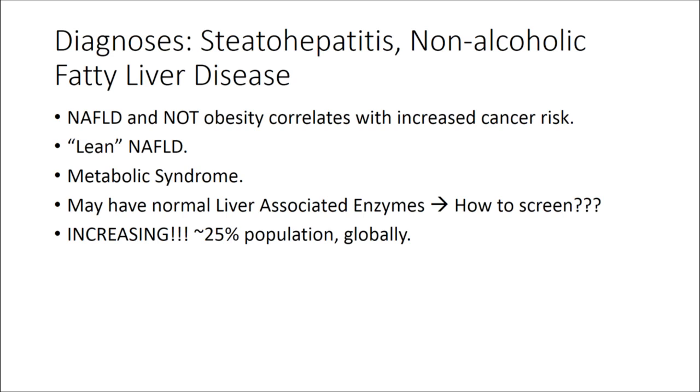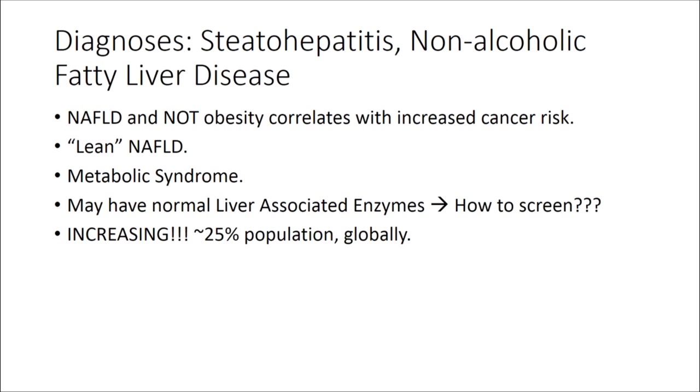As this disease is increasing in terms of its incidence and hence prevalence, it is becoming a global problem. And these patients may have initially normal liver-associated enzymes. So one of the big difficulties is, how do we start to screen for these patients to try to have intervention? And I'm not going to be able to answer that during this session today.